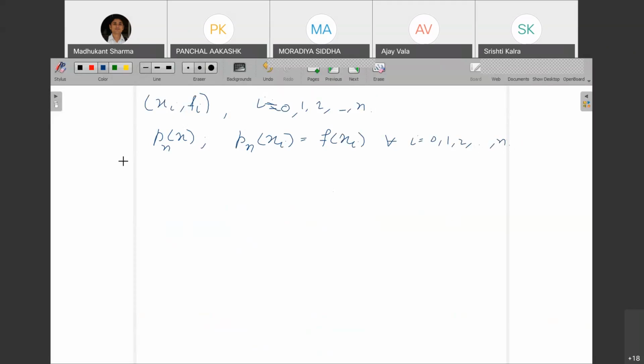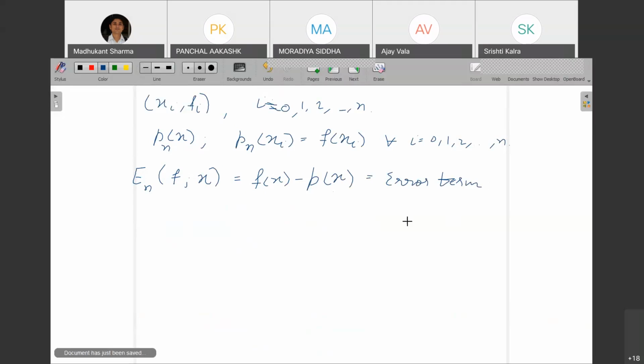Now we are interested in finding the error in the interpolating polynomial at some value x, which is defined by f of x minus p of x. So this is the error term. We want to estimate this, and we will see the application of this as well, which is very important from an application point of view.